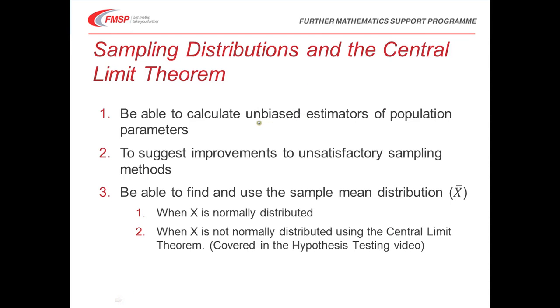So you need to be able to calculate and understand these things called unbiased estimators of the population parameters. Now we generally only deal with the mean and the variance here. So it's the understanding that we're using x bar to represent what we call mu hat, the unbiased estimator for the population parameter, and we're using s squared as the unbiased estimator for sigma squared, and we'll look at that a little bit later on.